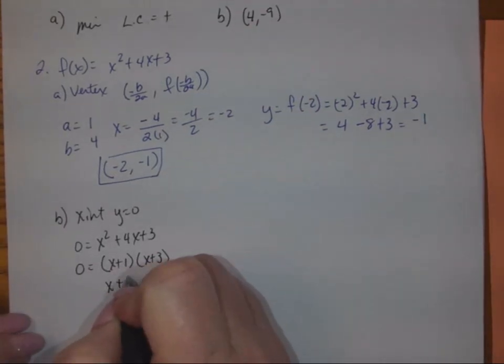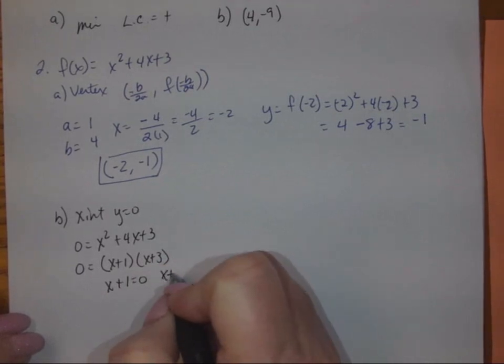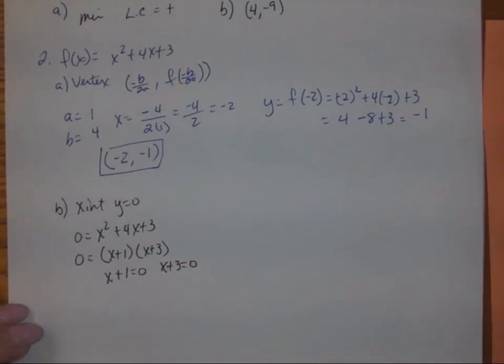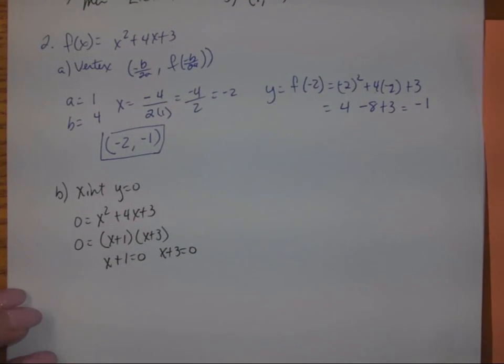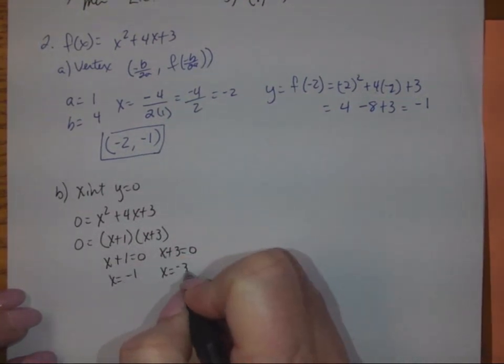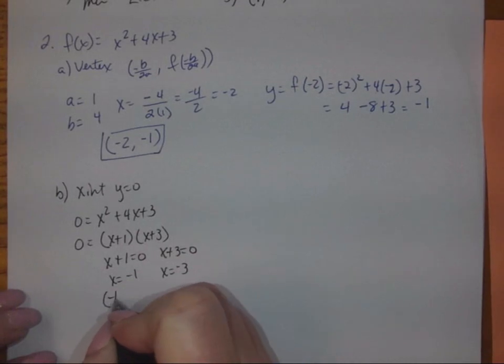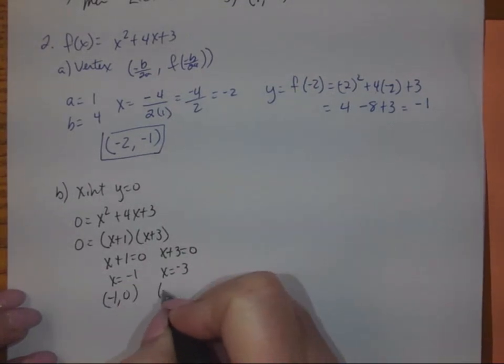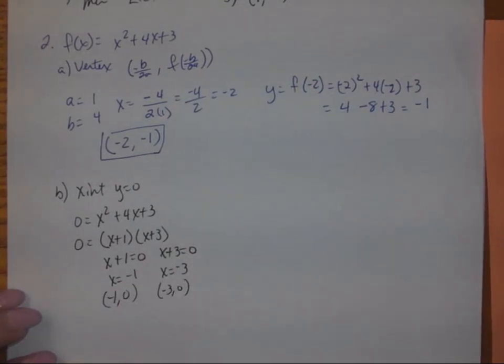All right, so x plus 1 equals 0, and x plus 3 equals 0. You can use any type of factoring method as long as it factors. Solving this, we get x equal to negative 1 and x equals negative 3. Since these are intercepts, they'll be (negative 1, 0) and (negative 3, 0).